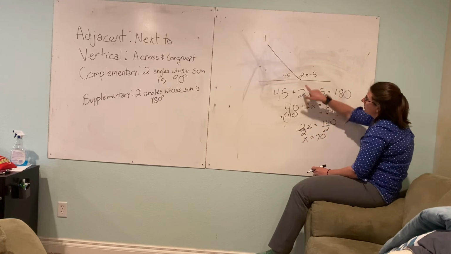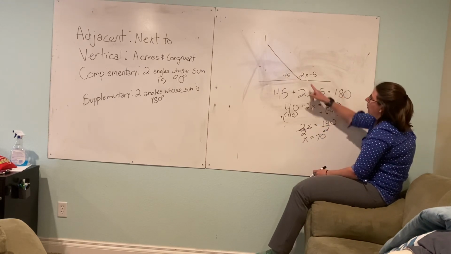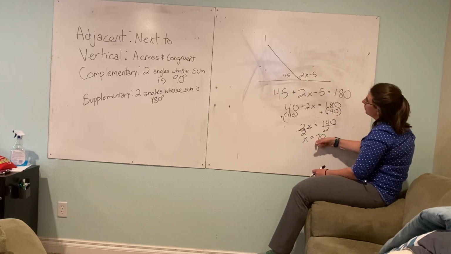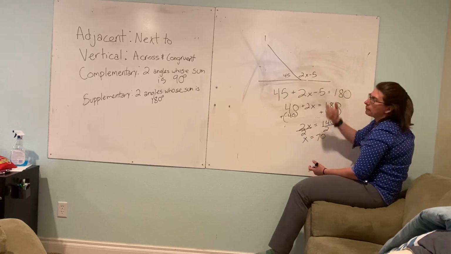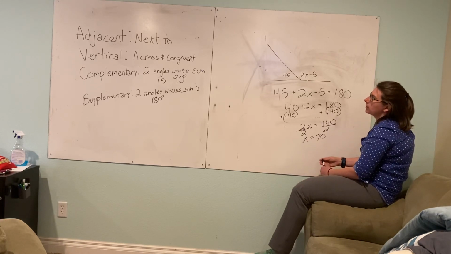So the x is 70, right? If we had to find out this angle, we would put x in there. 2 times 70 is 140. 140 minus 5 would be 135 for the angle. If they're just looking for x, this is 70.